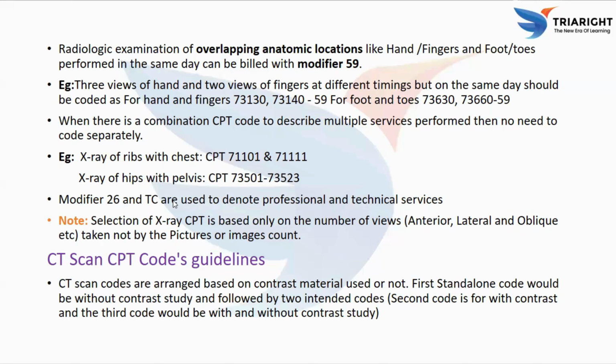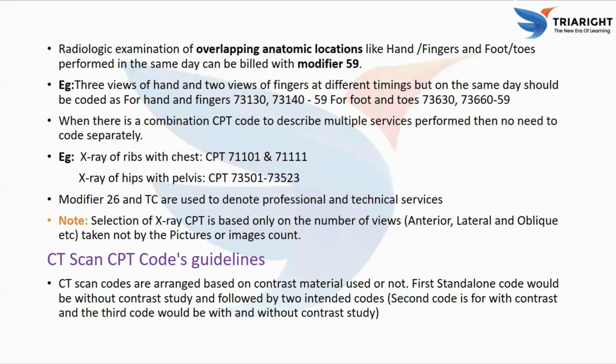Modifier 26 and TC: professional versus technical part. 26 is the professional component, in which interpretation and report are done by a specialist. The technical component includes the equipment, technology and supplies. In a physician office or with an independent radiologist, you usually use the 26 modifier. If the hospital owns the equipment, the hospital bills TC, whereas the radiologist or specialist bills 26. And in the presence of a global service, the office owns both, so there will be no modifier used here.